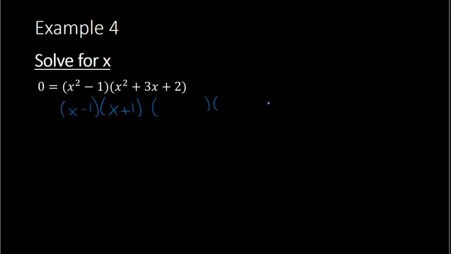Then x squared plus 3x plus 2. To get x squared, we would have x times x. To get 2, we would have 2 times 1, make them both positive, then multiply to get 2, and then 1 plus 2 would give me 3 for the middle term. And all of that is equal to 0.